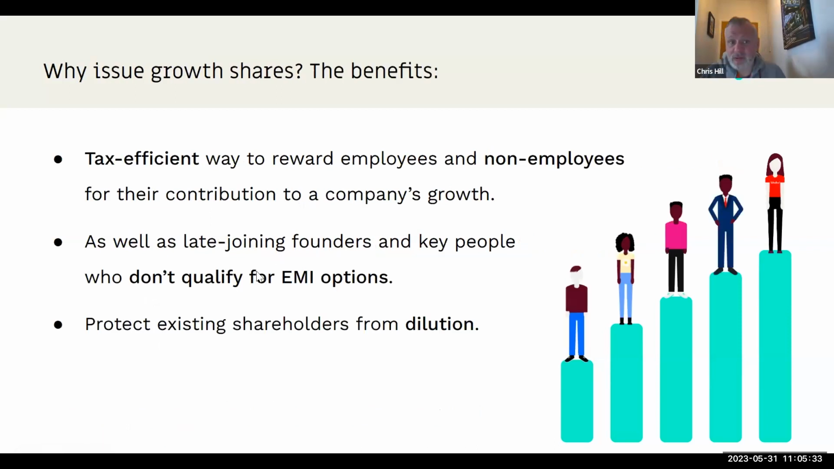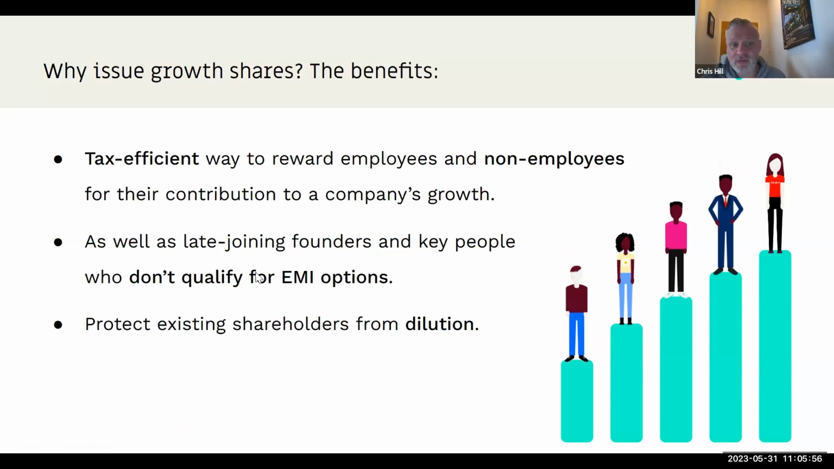So what are the benefits of growth shares? Just a tax-efficient way to reward employees and non-employees. There's no eligibility criteria around growth shares. You don't have to be an employee. You can give them to anyone. You can give them to contractors, advisors, employees, people outside the UK, people inside the UK. There is no eligibility criteria around it.